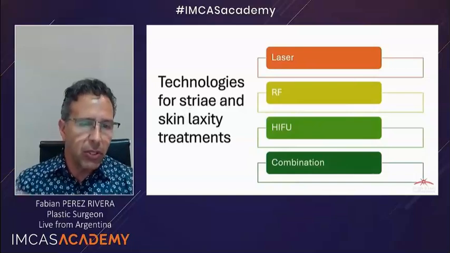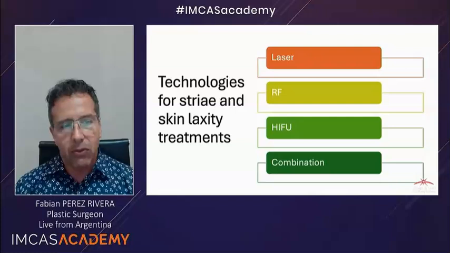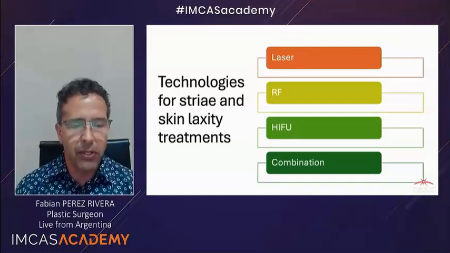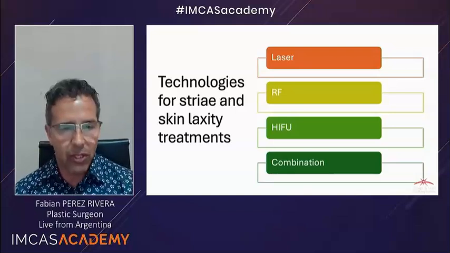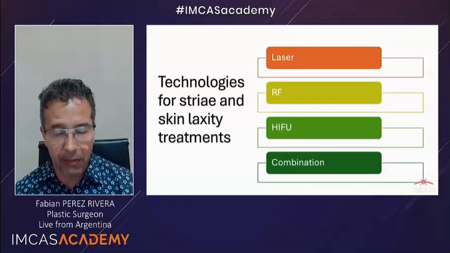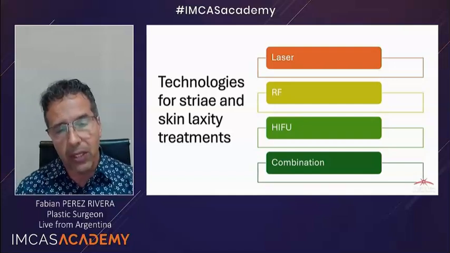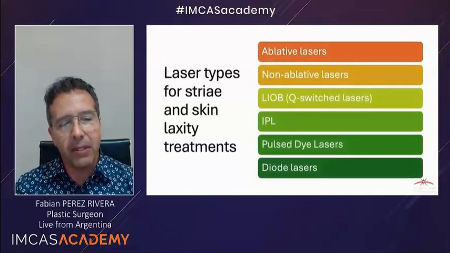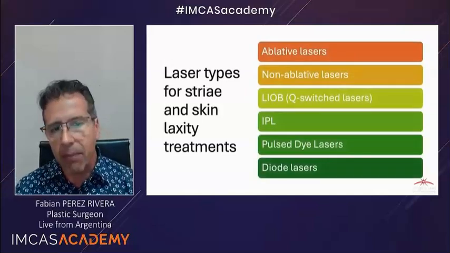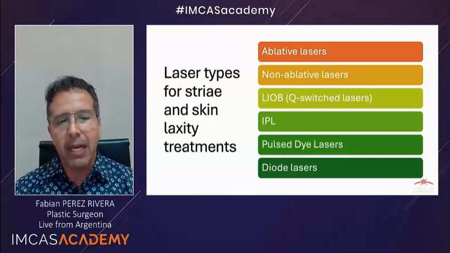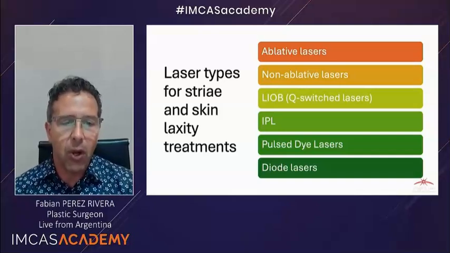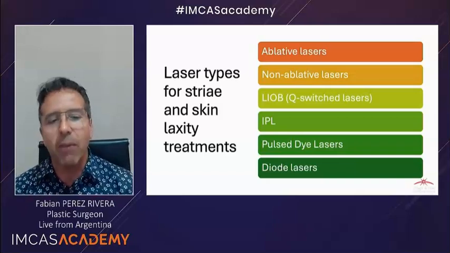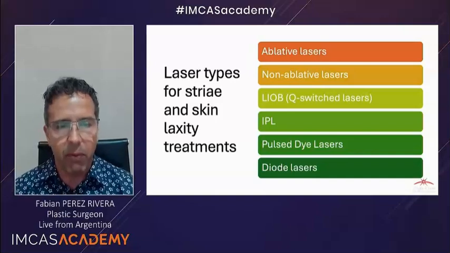There are different kinds of technology. Alessandro talked about how to improve not only the striae and at the same time the skin laxity, such as laser, radio frequency, or HIFU, high intensity focused ultrasound devices. We can use them alone or combined. And there are different kinds of lasers to treat this area. For example, ablative laser, non-ablative laser, and LIOB, laser-induced optical breakdown due to Q-switch laser, act perfectly in the mature phase.